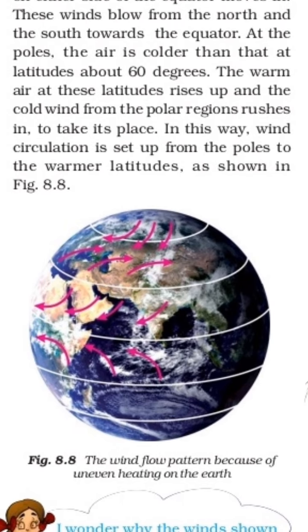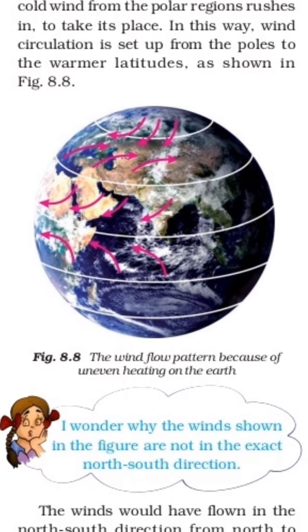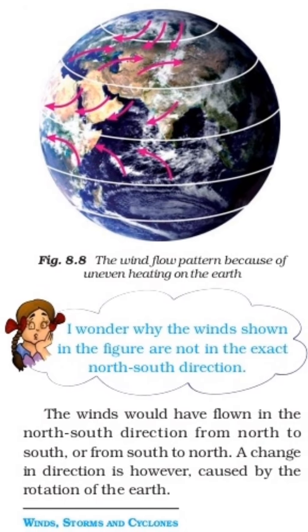Now see the figure here, the wind flow pattern because of uneven heating on the earth. Paheli wonders why the winds shown in the figure are not in exact north south direction. In figure 8.8, the text says the air moves in a north south direction, but in the figure it is not shown in a proper north south direction. It takes some curves. Why does this happen? Because of the earth's rotation.